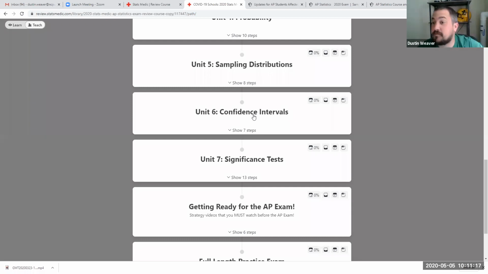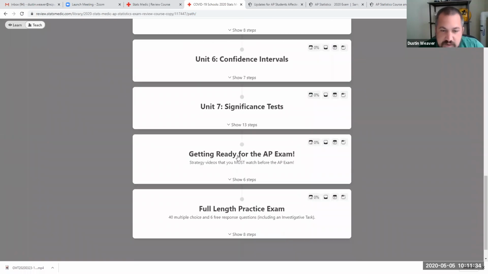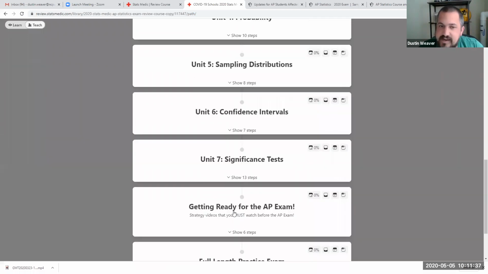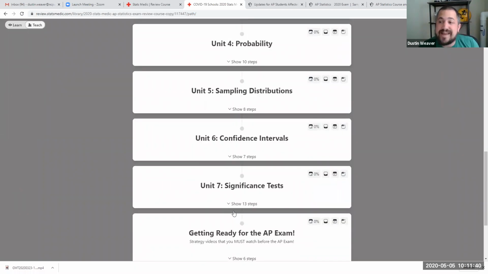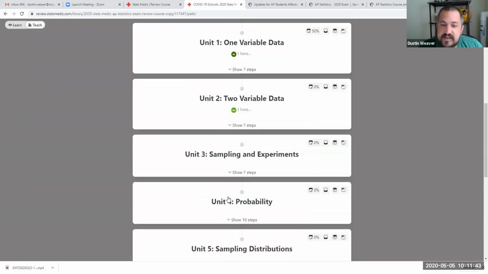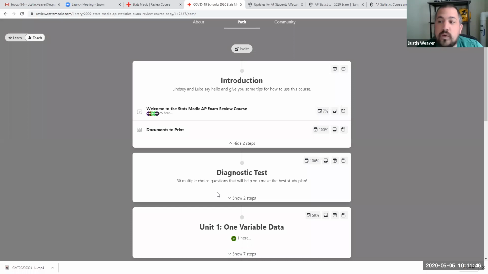Unit 6 is where they differ from the AP. Unit 6 for AP is just proportions. In their Unit 6, they decided to do all of confidence intervals, which is fine, so proportions and means together. And then in Unit 7, they do all of significance tests. And then at that point, you're ready for the AP exam, and it's time for us to take the exam. So if we spend about 2 days on each of these topics, then we will have made our way all the way through the Stats Medic review course together, and we'll be able to have completed all the necessary requirements.